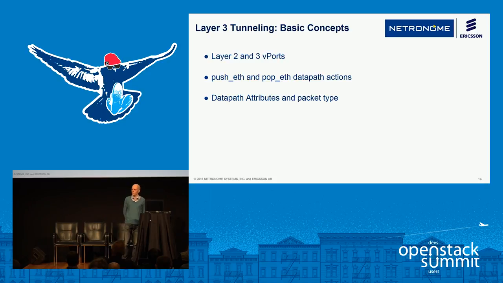So there's sort of 3 areas of the code that we had to touch, broadly speaking, to implement this. One is to distinguish between layer 2 and layer 3 vports. Another one is 2 actions, a push and pop Ethernet, and lastly some attributes to be able to recognize a flow, whether or not it's L2 or L3.